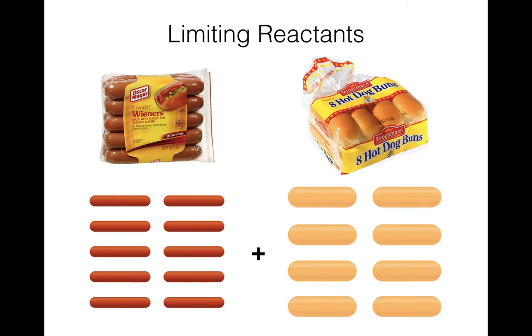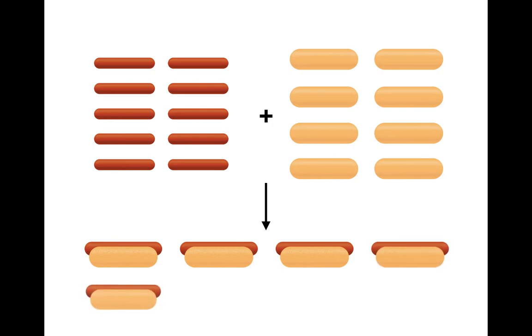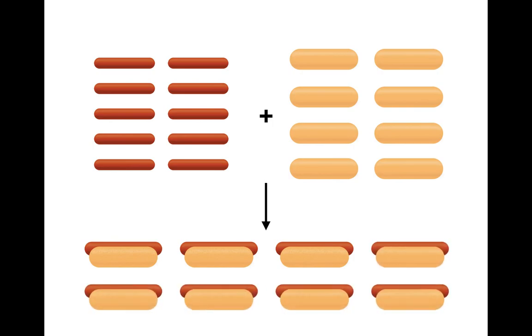This is exactly what you're going to get in a limiting reactant problem on your chemistry homework, except it's going to be a little more cryptic, right? It'll say you have this much oxygen and you have this much hydrogen. How much water can you make? But the idea is the same. So we're going to take our 10 dogs and our 8 buns, right? And we want to make hot dogs. So how many hot dogs can we make? Well, you probably had already figured it out, right? We can make 8 complete hot dogs.